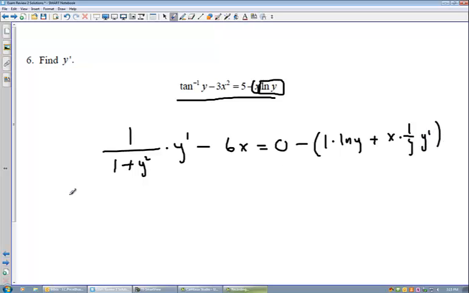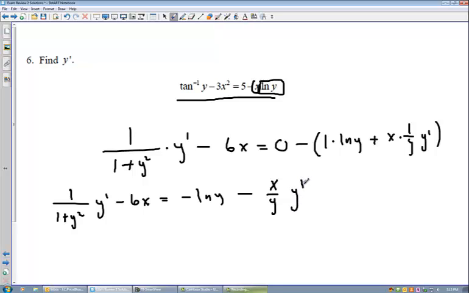And so let's clean this up. I have 1 over 1 plus y squared, y prime, minus 6x, equal to negative ln of y, minus, because negative at plus is a minus, minus x over y prime. And now I'd probably, just to clean this all up, get rid of this y and get rid of this 1 plus y squared by multiplying both sides by y, 1 plus y squared. And if you do that, nice things will happen.